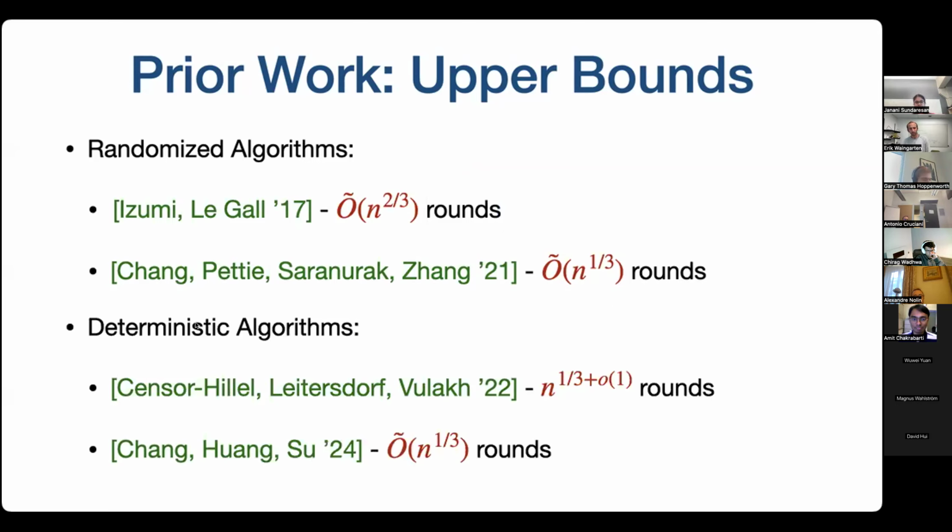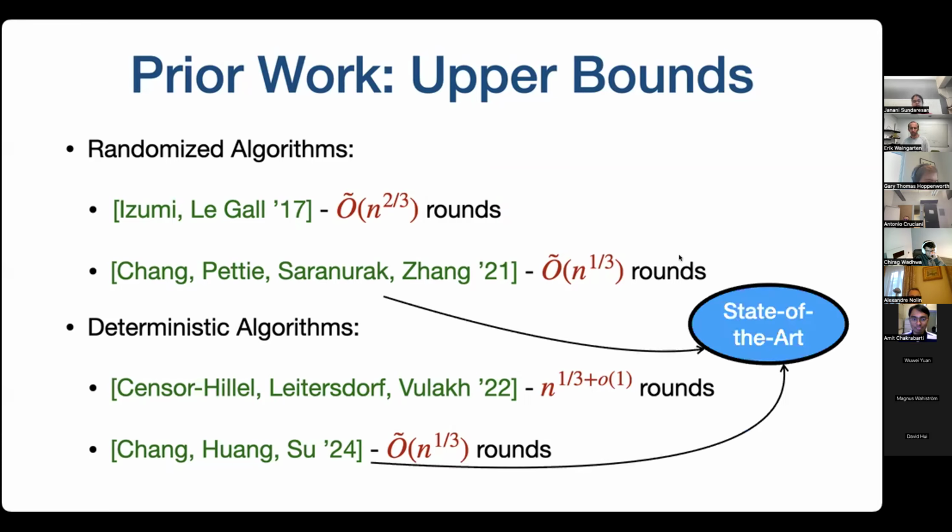So when it comes to deterministic algorithms, Censor-Hillel et al. was able to give an algorithm that uses n to the one-third plus little o of one number of rounds. And Chang et al. gave an algorithm which again uses O tilde of n to the one-third number of rounds. So we're able to match the performance of randomized algorithms, and n to the one-third remains the state of the art for both randomized and deterministic algorithms.